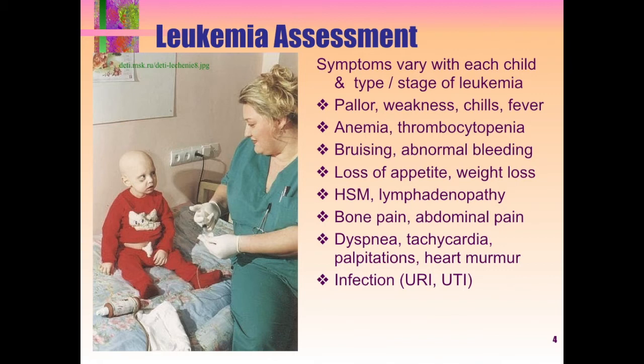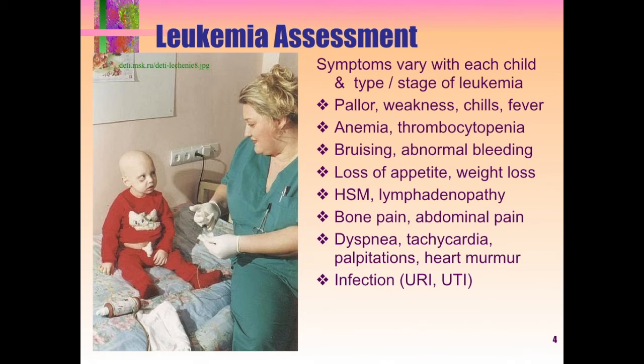Eventually, the child has a lot of bruising and abnormal bleeding, and you can see this child has a little black eye. Eventually, they start to lose weight because they no longer have an appetite. They may have a hepatosplenomegaly, lymphadenopathy, and they have bone pain because of the proliferation of these white cells in the marrow. If they come to us and they have dyspnea, tachycardia, and palpitations, and a new heart murmur, this kid is not in good shape.